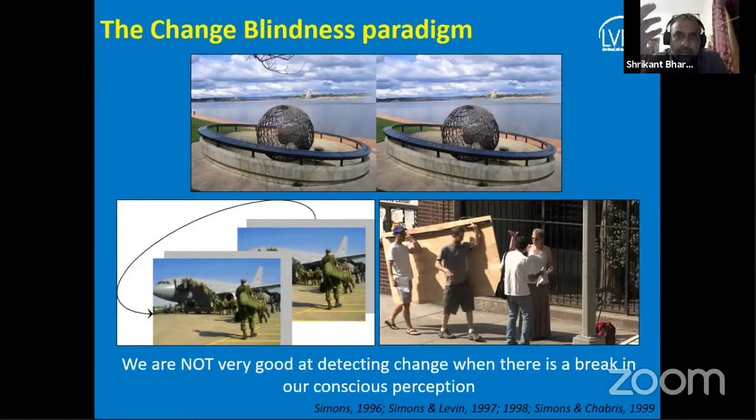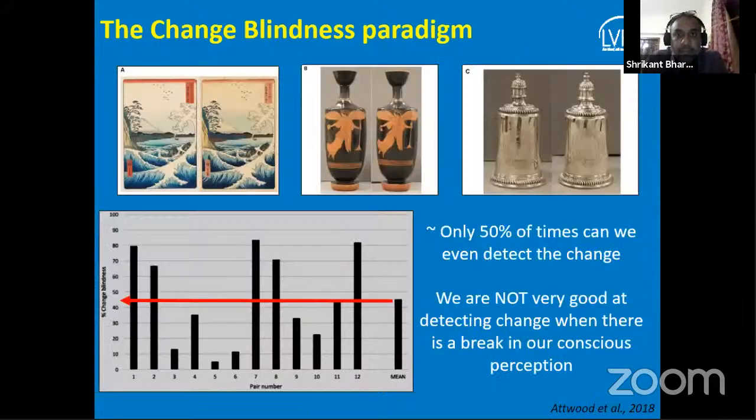Now, there are a lot of theories behind why that happens and how the brain gathers information about the scene and so on and so forth. That's not the purpose of this particular talk. What we are going to do is try and see how we can get better at this. And before I tell you that, there is one more very interesting experiment that I want to talk about, and this was done by Attwood et al. in 2018 in the London Museum.